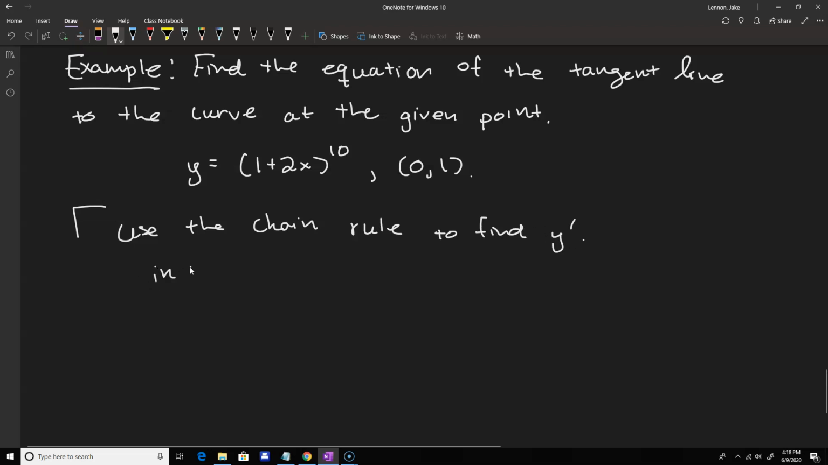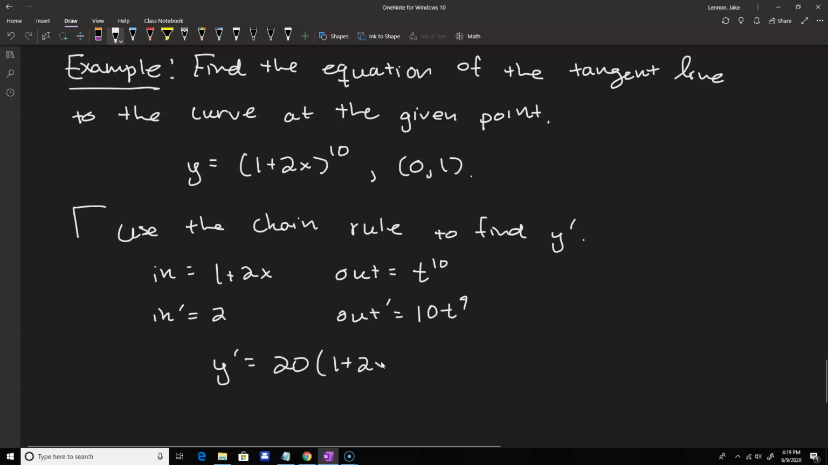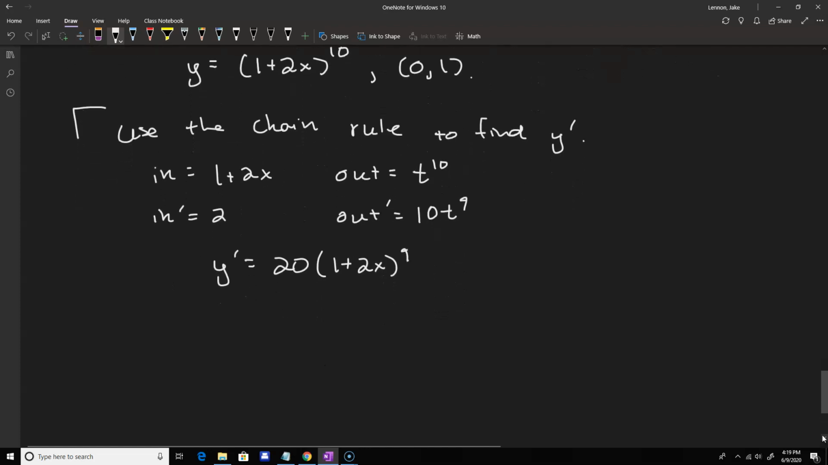So our inside function here is 1 plus 2x, and our outside function is t to the 10th power. The derivative of the inside function is just 2. The derivative of the outside function is 10 times t to the 9th. So our derivative formula is y prime equals 2 times 10, which gives us 20 times 1 plus 2x raised to the 9th.